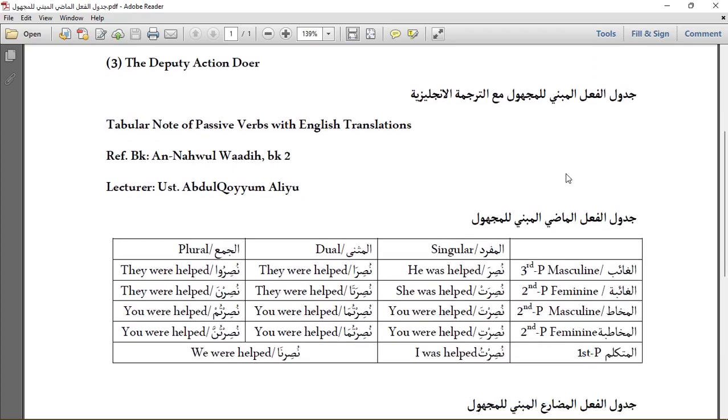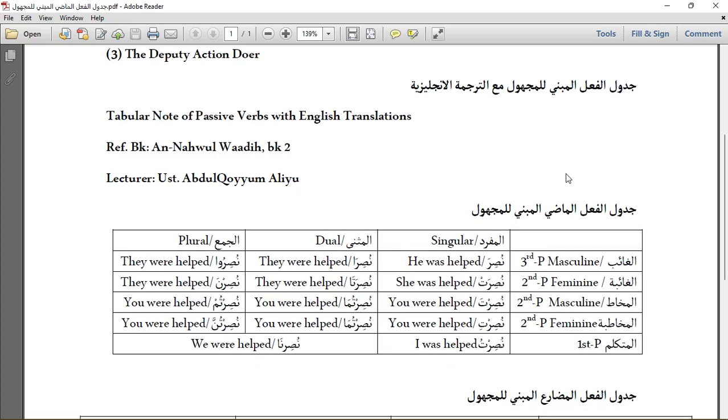So passive verbs can be in form of both past tense and present tense. So we are going to be looking at two tables in this lesson: the Madi table and the Mudorian table. So for the Madi table, we have the Ghaib row, that is the third person masculine row, the Ghaiba, third person feminine, the Mukhatab, the second person masculine, and Mukhataba, second person feminine, then Mutakallim, the first person form of the verbs. So here the verb we are using in this example is Nasoro. So changing Nosoro to the shape of the passive verb, we have Nusiro.